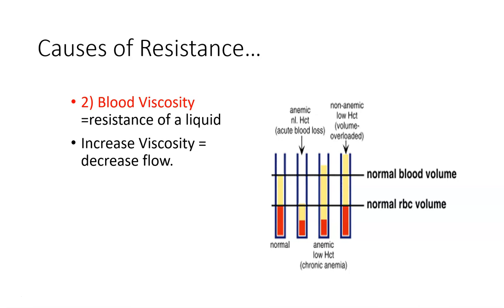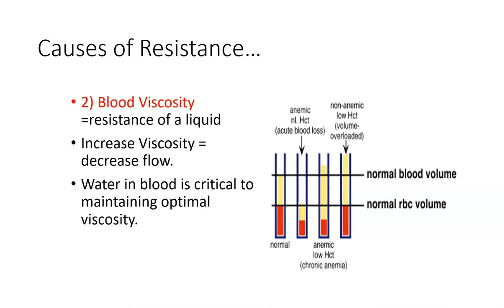You take that same tube and you put honey in it. That honey is going to come almost to a complete stop because it's so thick. It's so thick that it cannot flow smoothly. So the thicker the blood, the more resistance, the higher viscosity.